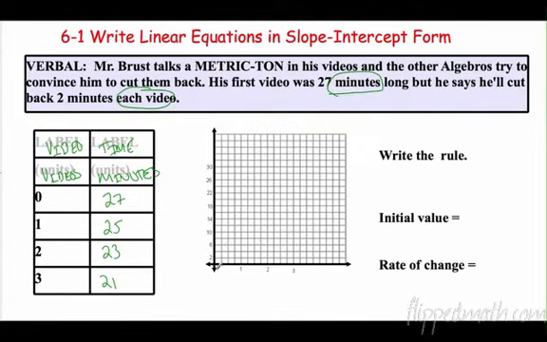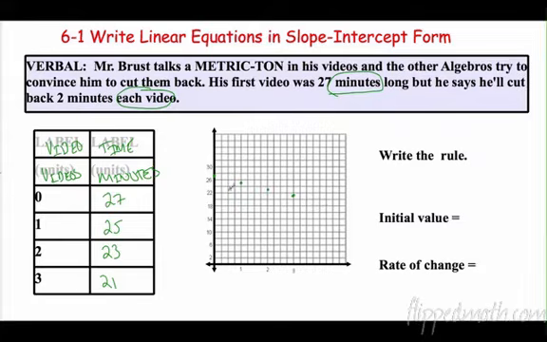At 0, we go up to 27, which is about right here. And then 1 is at 25. I made this graph a little bit bigger than you normally would, because I wanted to use most of it. Number 2, after 2 videos, he'd be at 23 minutes. You can see he's not really cutting back a whole lot, is he? And then on this third video, he'd be up here at 21 minutes. So there is our graph.